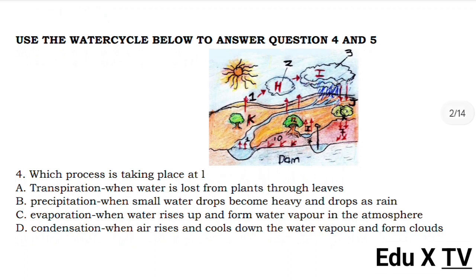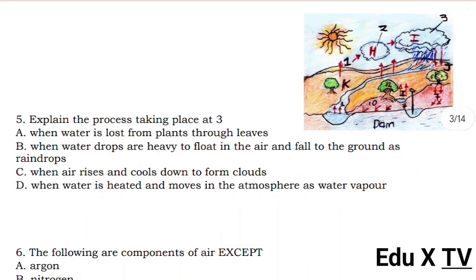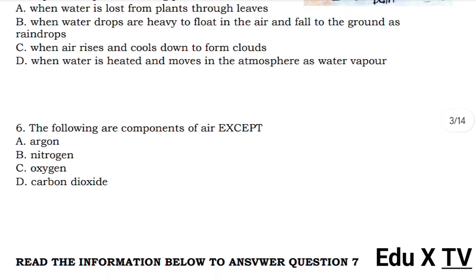Use this water cycle below to answer question 4 and 5. Number 4, what process is taking place at number 1? Answer C. Number 5, explain the process taking place at number 3. Answer C. Number 6, the following are components of air except answer A.